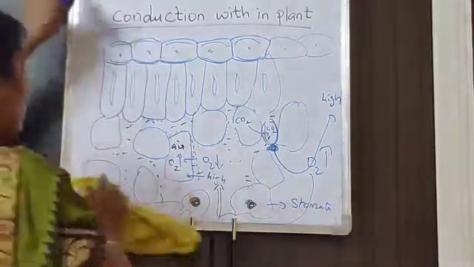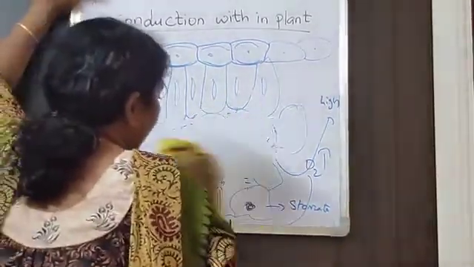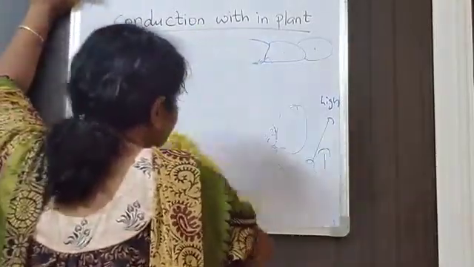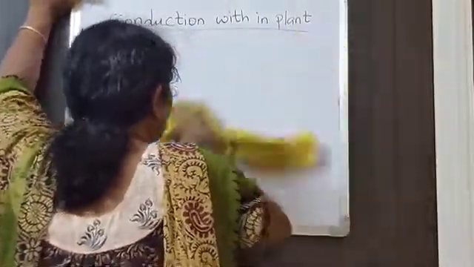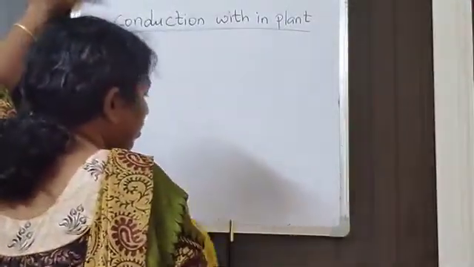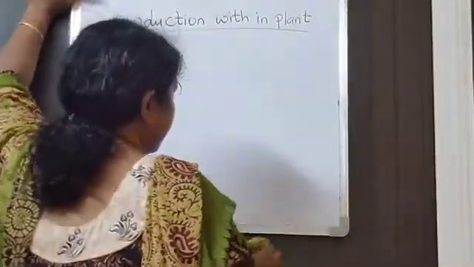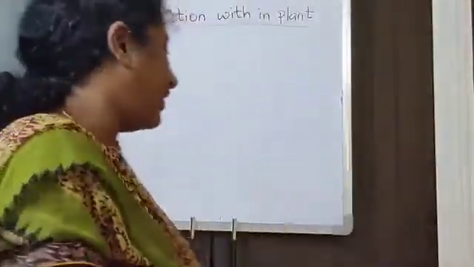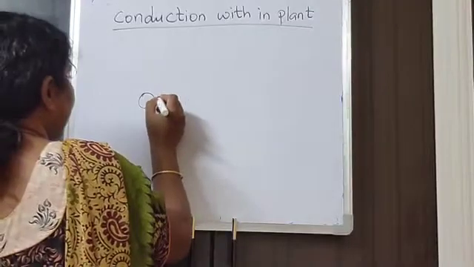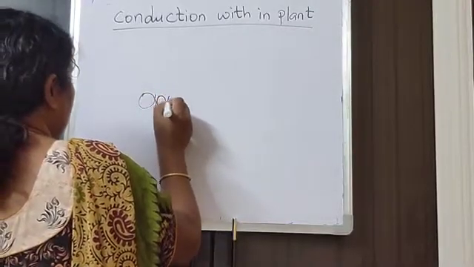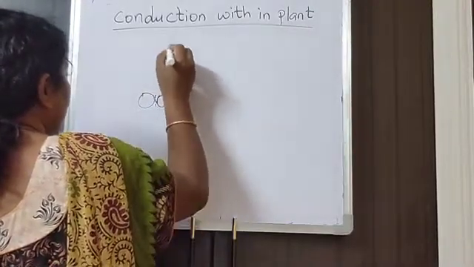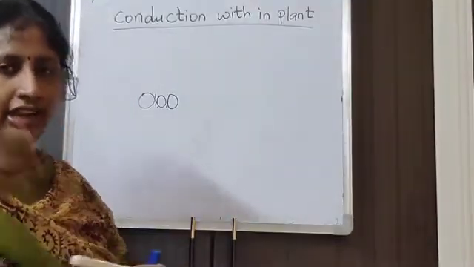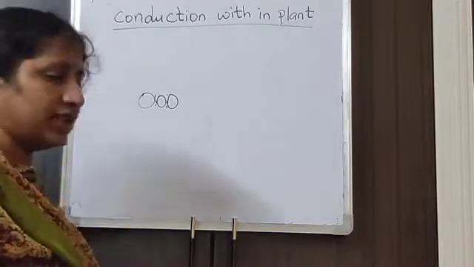Clear? Now, so what happens? We have seen that root hairs will absorb oxygen from the soil particles. I have explained that in between the soil particles there is some air. This air is absorbed by the root hairs and given to the plant or roots.